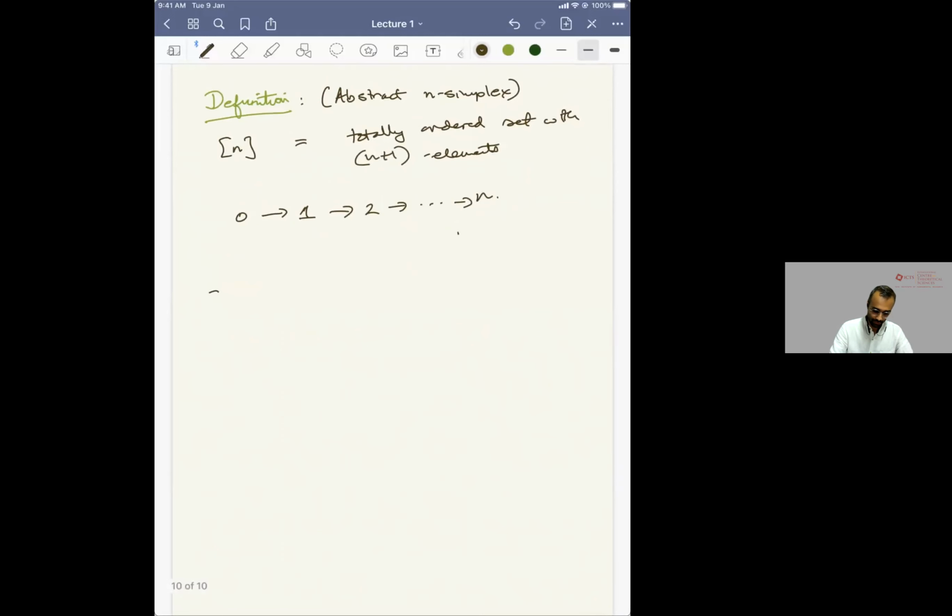So the 0 simplex 0 is just 0. The 1 simplex is 0, 1. And of course, there are identity morphisms. Identities are not shown.